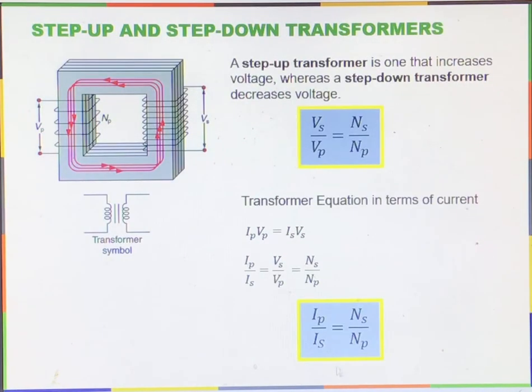I can also derive a similar equation for current using this equation. So I primary over I secondary is just equal to the number of turns in the secondary divided by the number of turns in the primary.